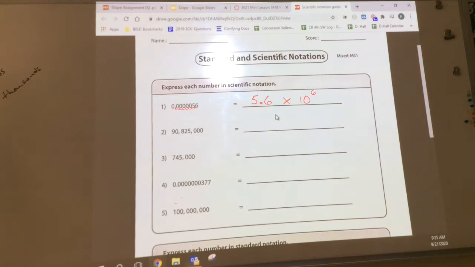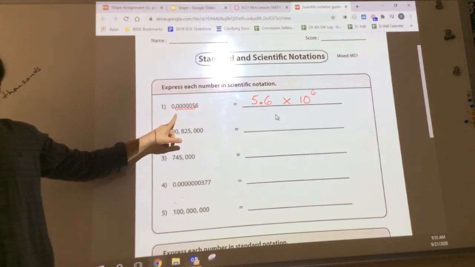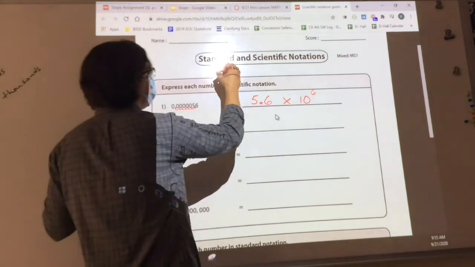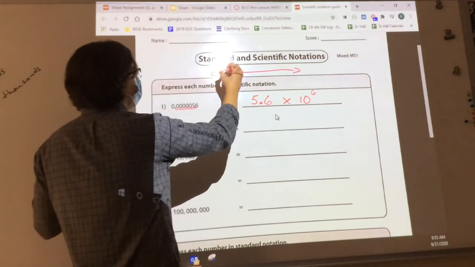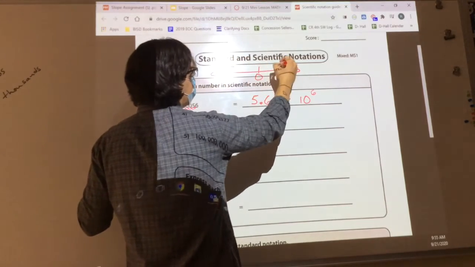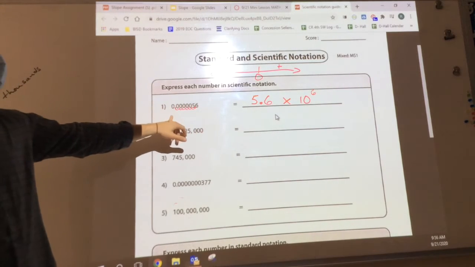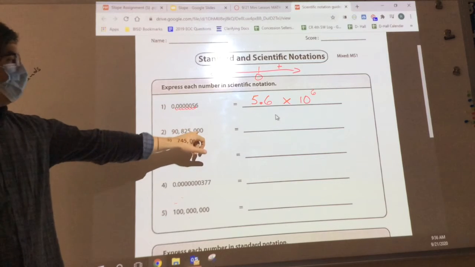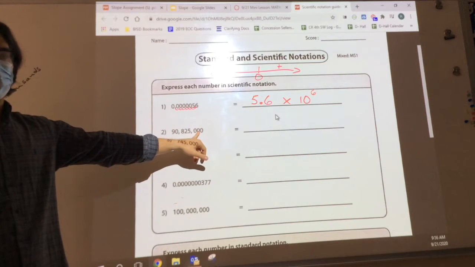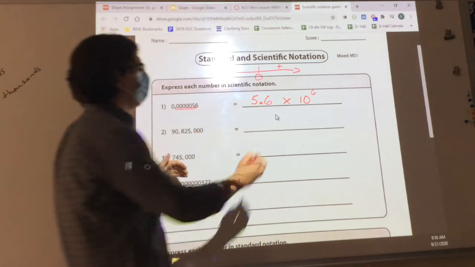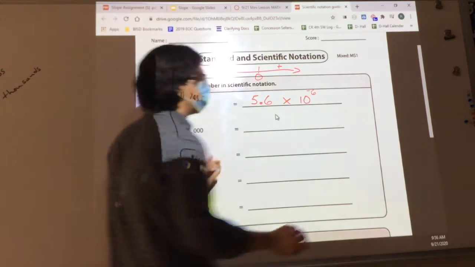Now is it going to be a positive or a negative 6? Zion, why? We move the decimal back. Good. If the zeros are to the left, just like on a number line, do we agree that negative numbers are over on this side of 0 and positive numbers are over here? If the zeros are to the left, it's going to be negative. If the zeros are to the right, it's going to be positive. Does that make sense? If it's a really small number, it's going to be negative. If it's a really big number, it's going to be positive.